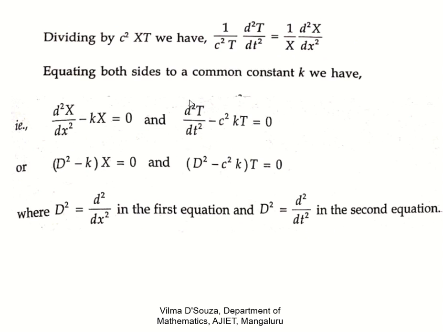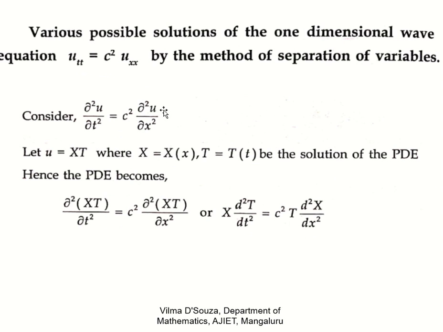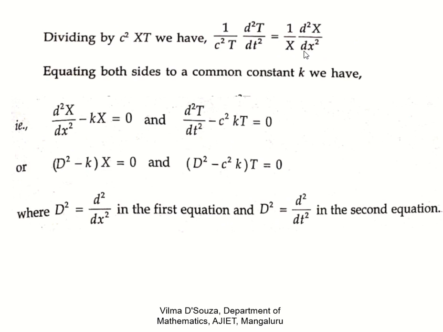Now dividing by c² X T, see what you get. Divide by c² X T, so X cancels on the left and T on the right: 1/(c² T) d²T/dt² is equal to 1/X d²X/dx².